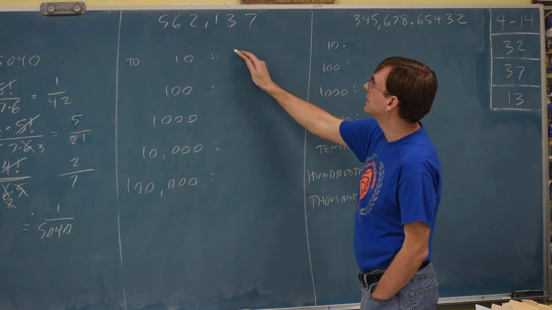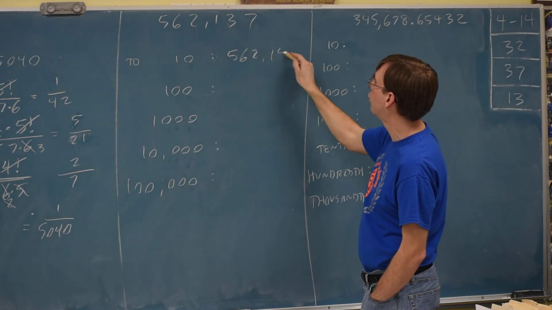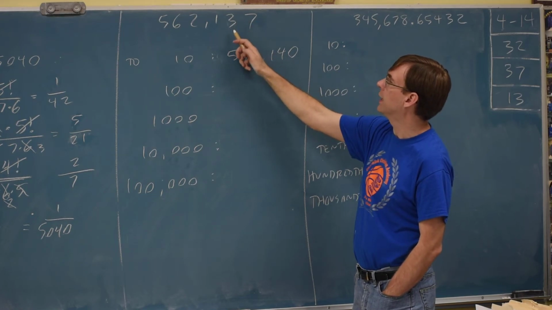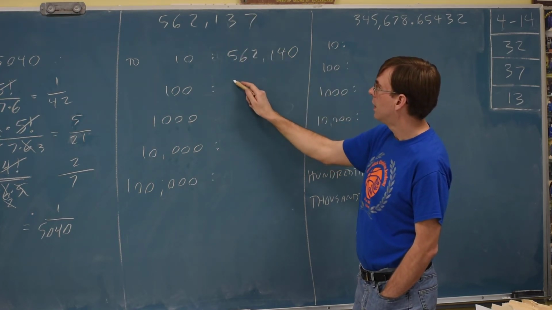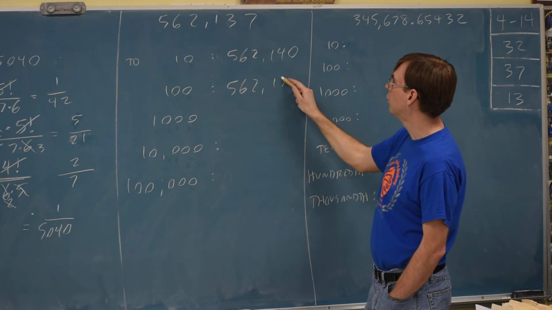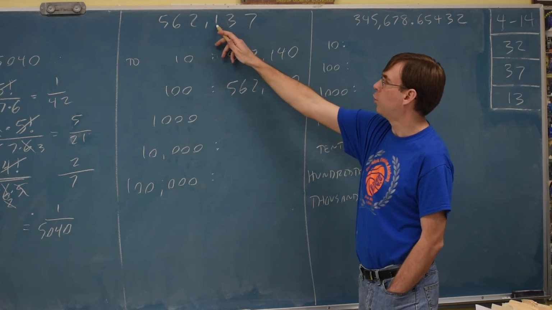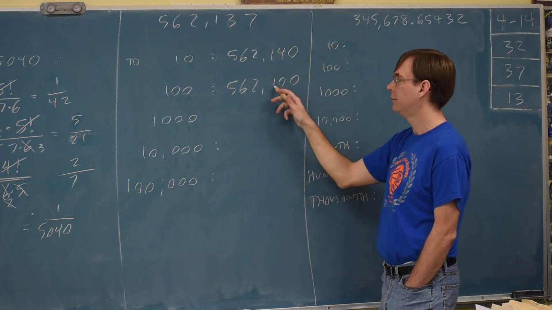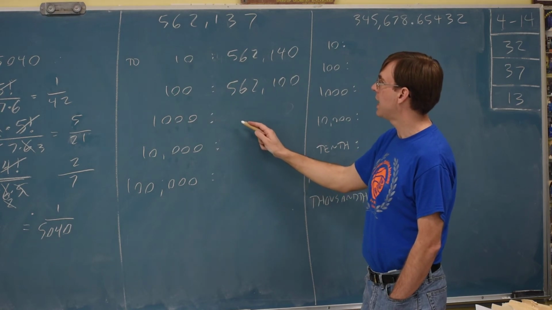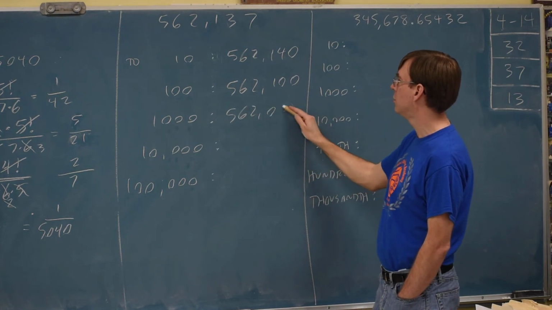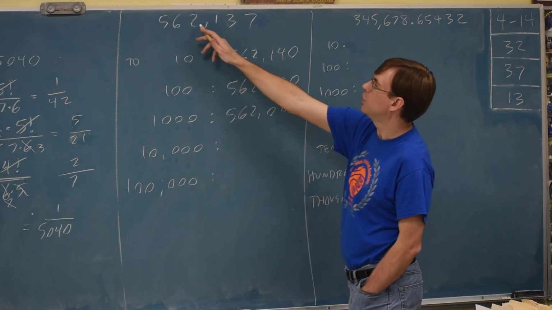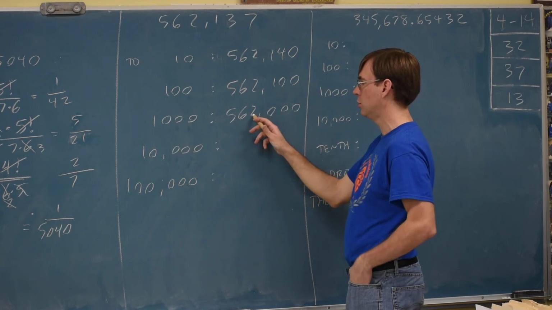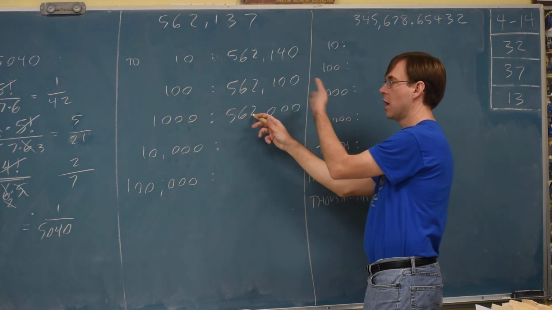But rounding to the 10 is 5, 6, 2, 1, 40. The 3 is in the tens place. The 7 is big enough to push 3 up. Hundreds would be 5, 6, 2, 100. Because the 1 is in the hundreds place, 3 isn't big enough to change it, so stay 1. Thousands place would be 5, 6, 2, 000. The 2 is in the thousands place. 1 isn't big enough to change it, so it stays 2. Copy everything to the left, 0 everything to the right.